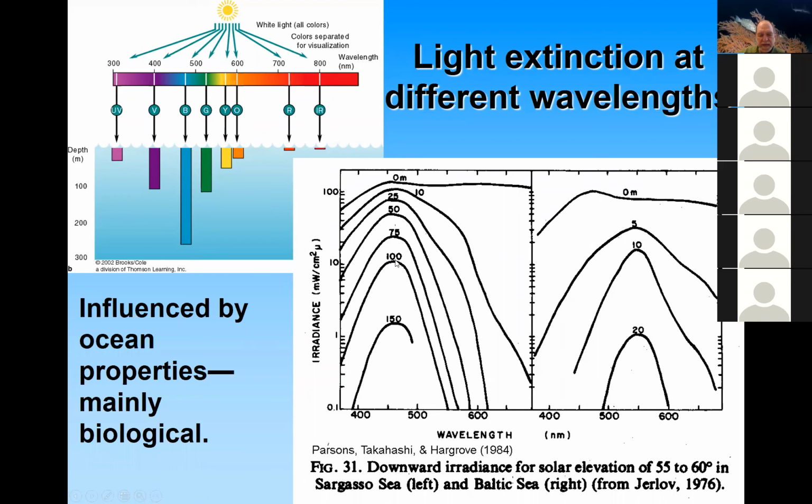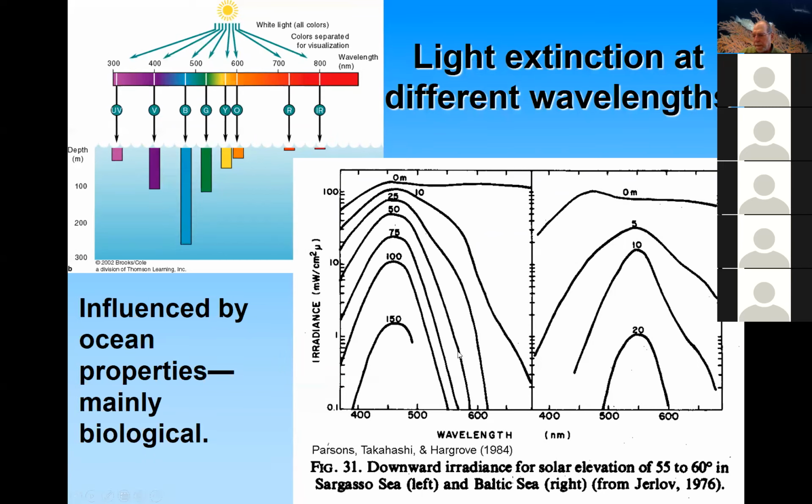Plankton living in the Sargasso Sea would be able to absorb green light all the way down to 100 meters, whereas in the Baltic Sea, below about 20 meters, they would start to be limited in available light.